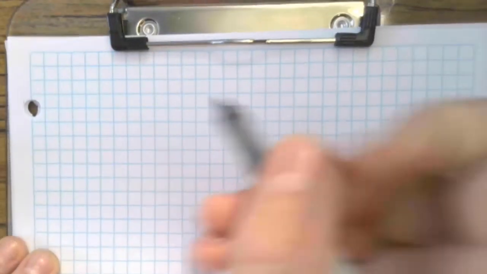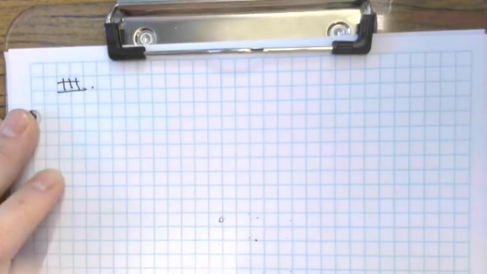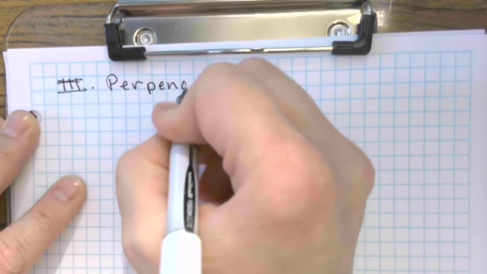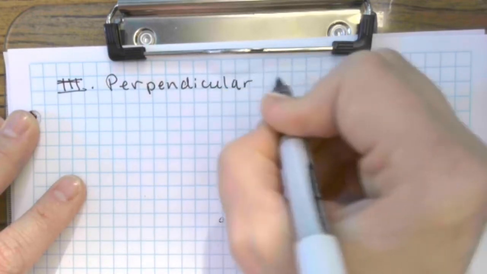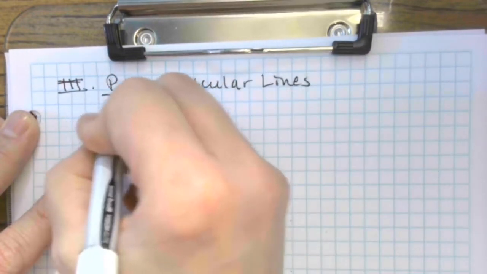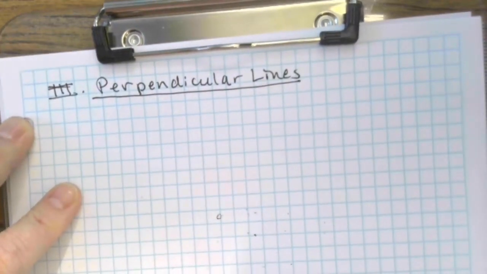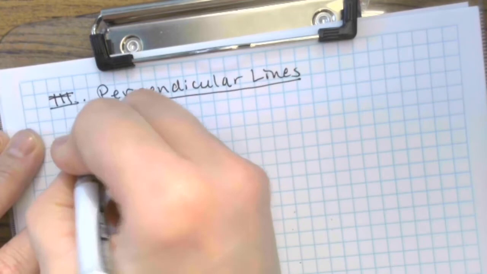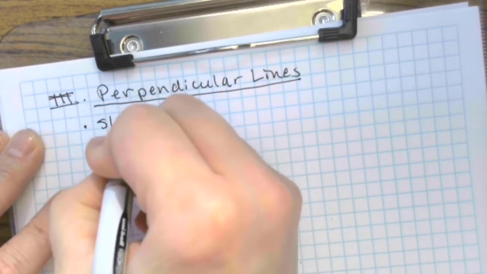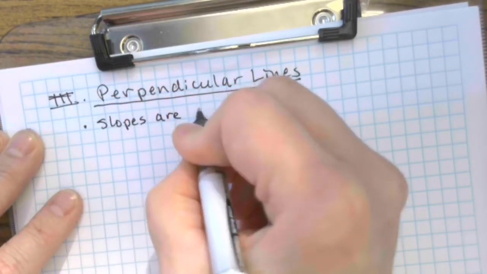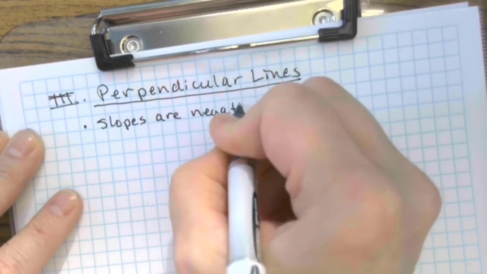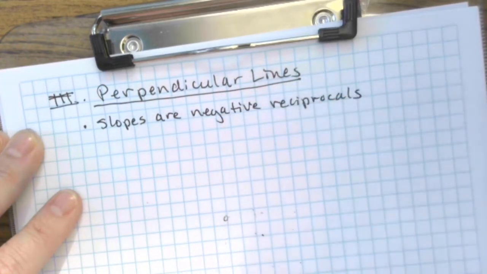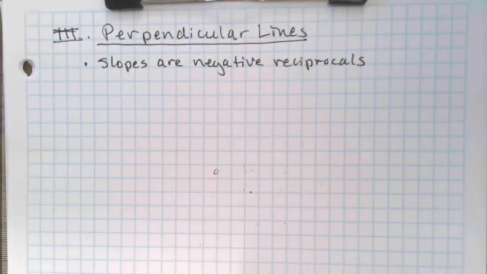Roman numeral 3. Perpendicular lines. Okay, so perpendicular lines have slopes that are what we call negative reciprocals. The slopes are negative reciprocals.